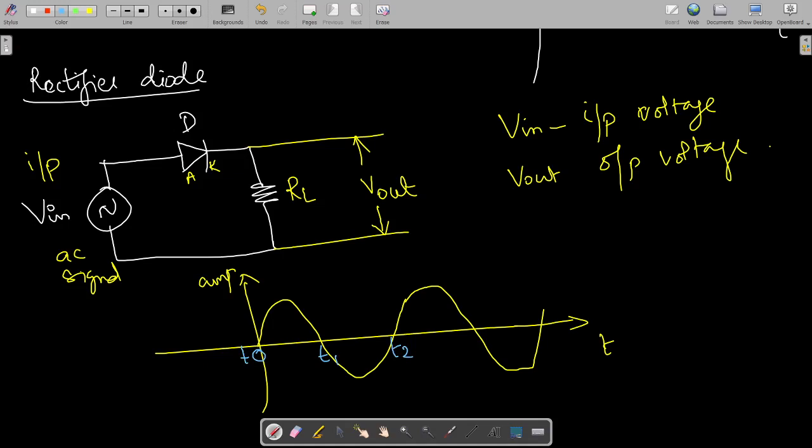So during T0 to T1, you will be having the positive half cycle, isn't it? It has only positive values. This complete portion will be having the positive value. So when the positive value is appearing, this side becomes positive and this side will be negative. Already we know that this is the anode and this is the cathode. Anode is always positive, cathode is always negative. So this is during the positive half cycle.